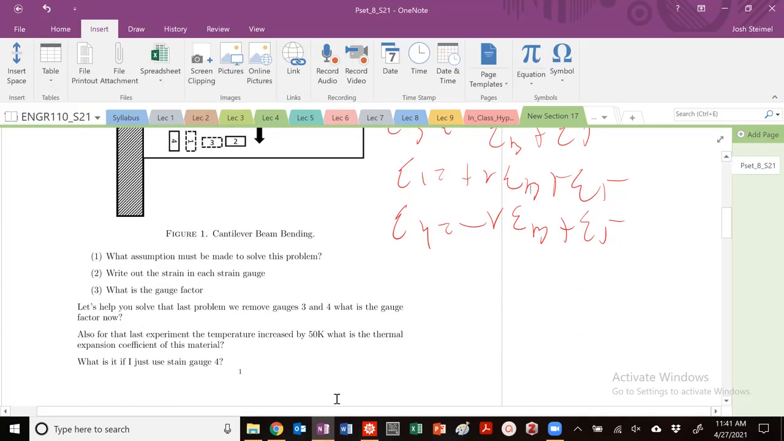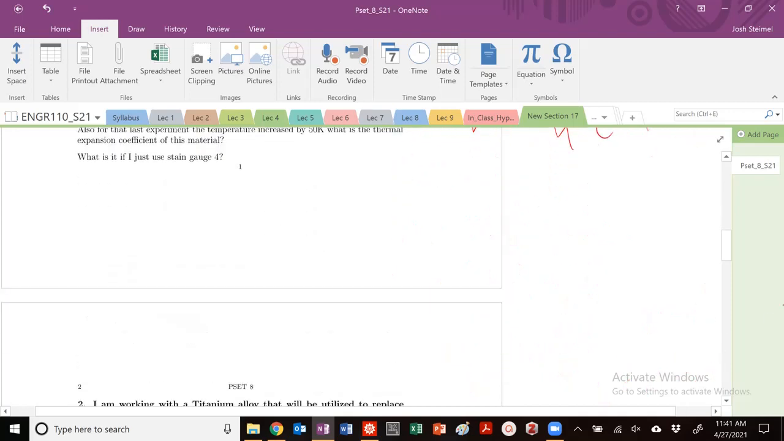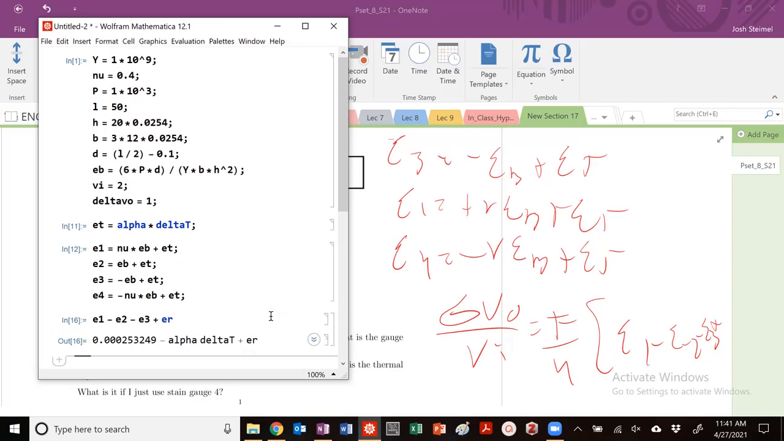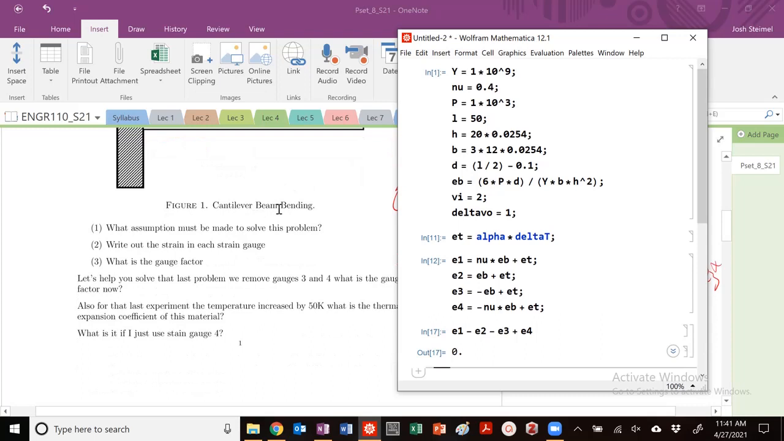So we wrote out the strain in each gauge. What is the gauge factor? We're going to use the following equation: delta V naught divided by V_I equals F divided by 4 times epsilon 1 minus epsilon 2 minus epsilon 3 plus epsilon 4. Let's write that down: epsilon 1 minus epsilon 2 minus epsilon 3 plus epsilon 4. That's going to give me 0. So for this configuration, I'm not going to measure anything. It's a kind of null problem.